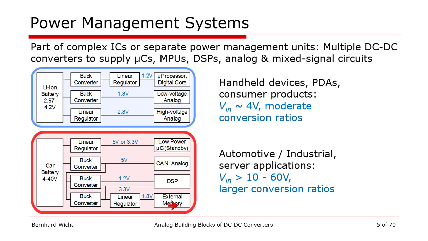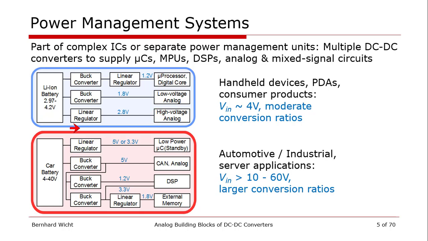Power management systems can be either part of functional ICs to supply the various blocks, or there is a growing class of power management ICs which are purely dedicated to power management. I've displayed here some examples. The first one is on portable devices which run from relatively low voltage batteries, for example a lithium-ion battery, and there are subsequent DC-DC converters and voltage regulators. These buck converters are actually the DC-DC converters we talk about. And then we get the various voltage levels that supply our different electronic blocks.